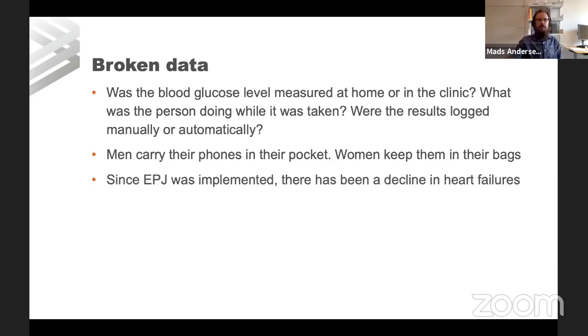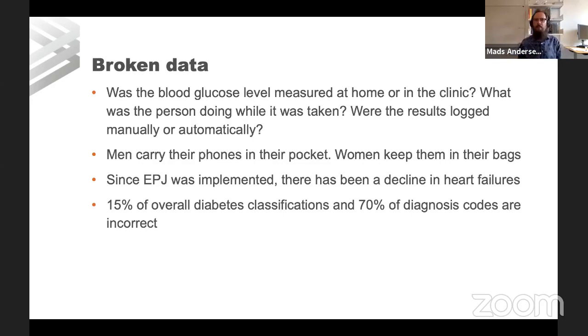Since EPJ, which is the Electronic Patient Journal in Denmark, was implemented, one guy said there's been a decline in heart failures. Of course, he didn't believe that was just because everything got better, but that there was some sort of thing that happened in the digitalization that they couldn't really explain. And in terms of diabetes, when they do classifications of diabetics, they know that 15% of the overall classifications, like type 1 or type 2, are wrong. And if you go into more detail, there are a lot of subcodes, and like 70% of the diagnosis codes are incorrect. So you really need to know this about the data.